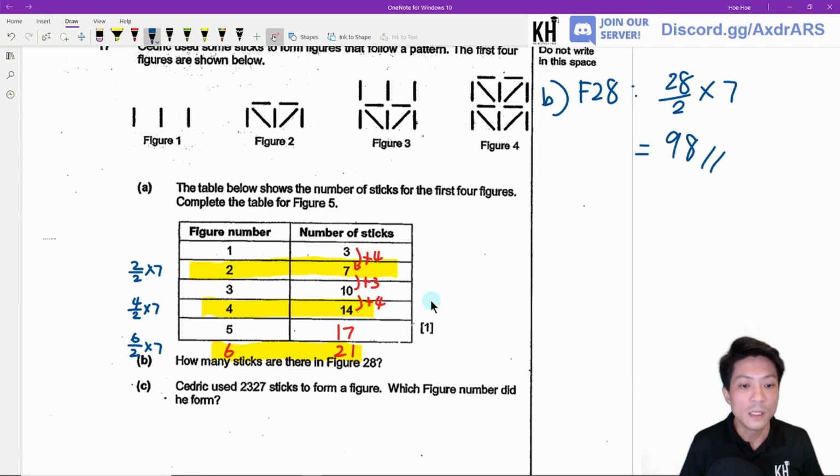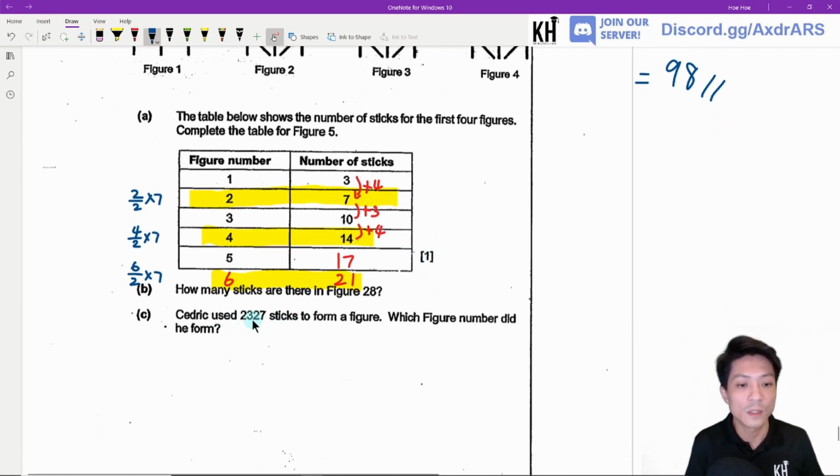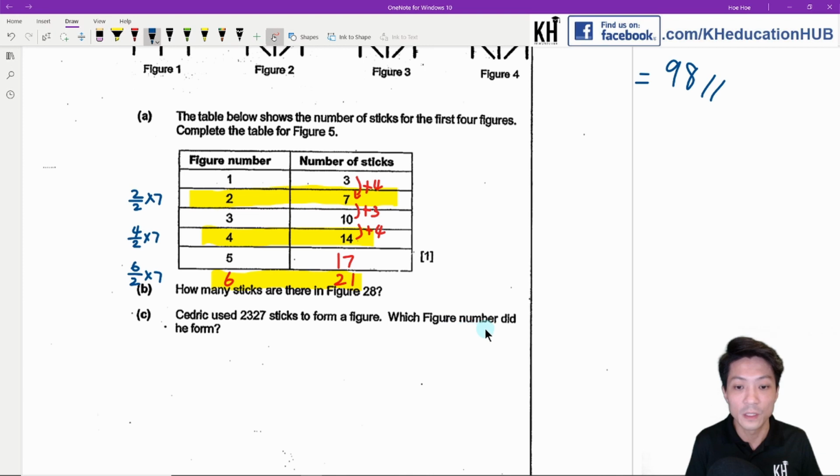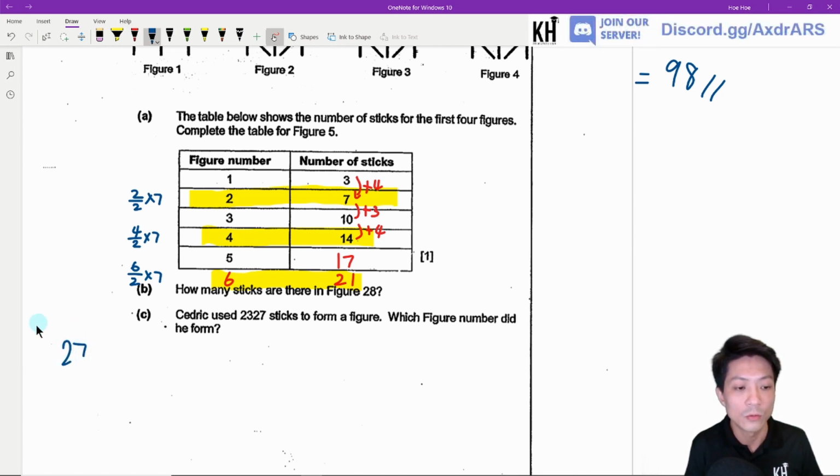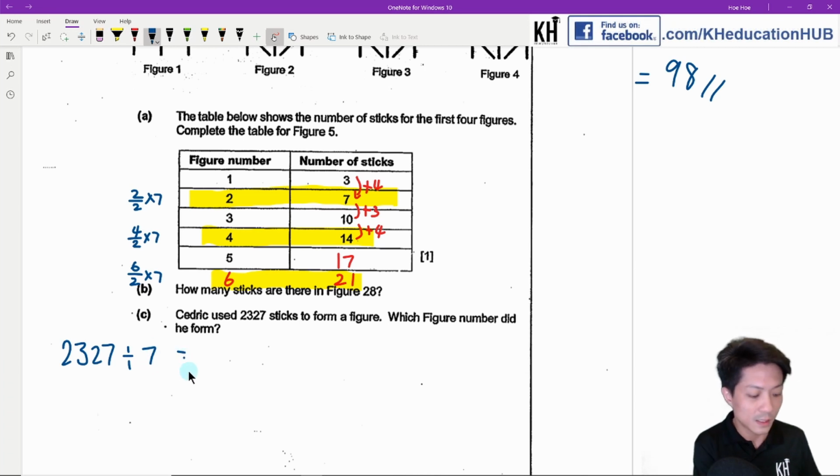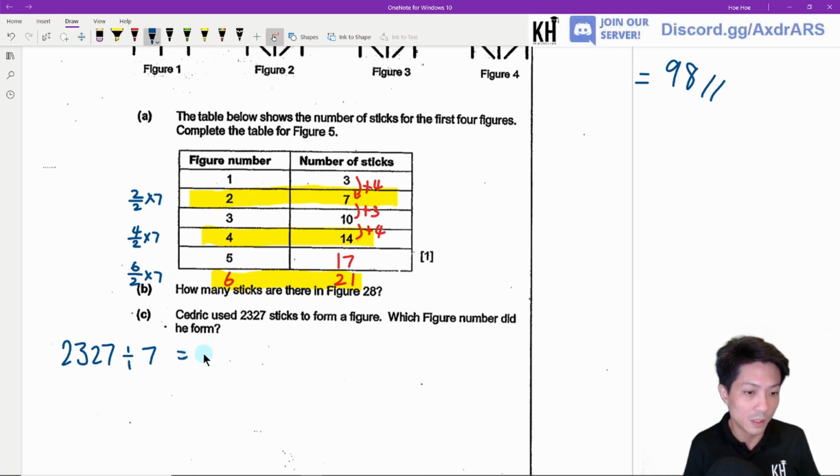Okay, so for part C, Cedric used 2,327 sticks to form a figure. Which figure number did he form? Okay, so the first thing I want to test is, can this be divided by 7? 2,327 divided by 7. Okay, it is not a whole number, so this cannot be divided by 7.